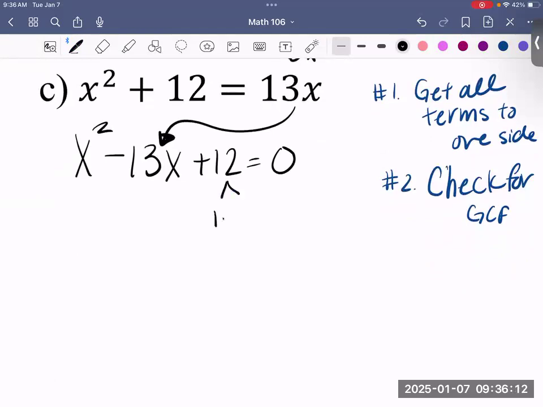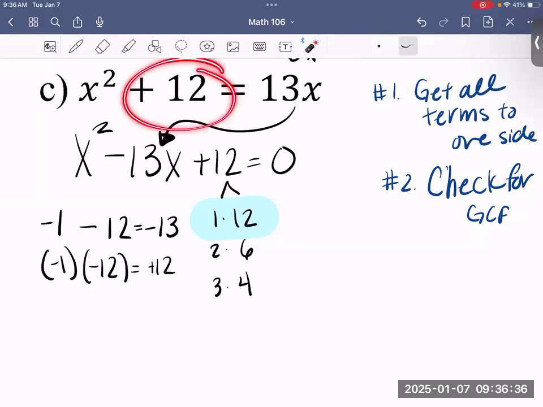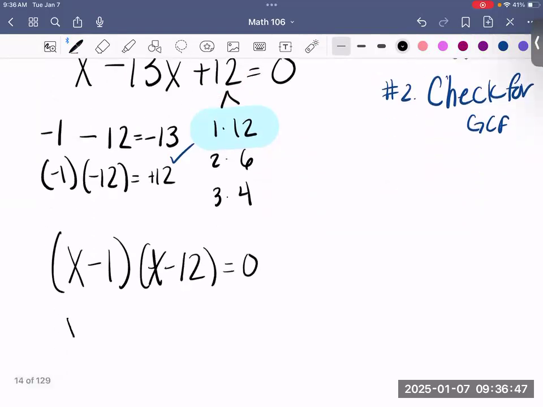So we're looking for factors of 12. Now, which ones can get us to a 13? Well, 1 and 12 can get us to 13. And we want a negative 13 to come out, meaning that both of these have to be negative. And if we were to multiply them back together, we would get a positive 12, which is exactly what we have here. So (x minus 1)(x minus 12) is equal to 0. Therefore, x is equal to 1, and x is equal to 12.